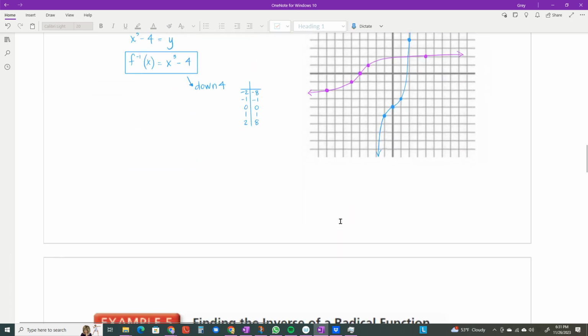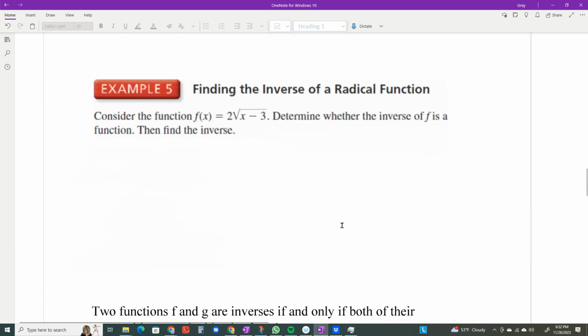Okay, let's talk about a radical function. Find the inverse of a radical. Consider the function f of x equals 2 times the square root of x minus 3. Determine whether the inverse of f is a function.